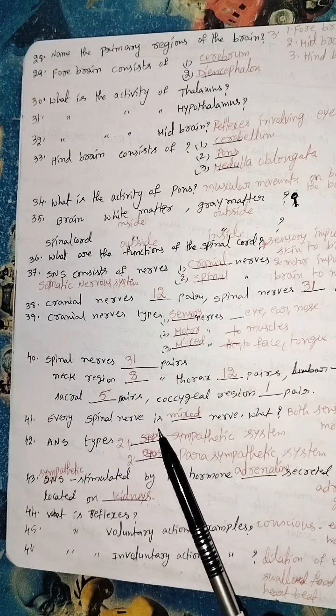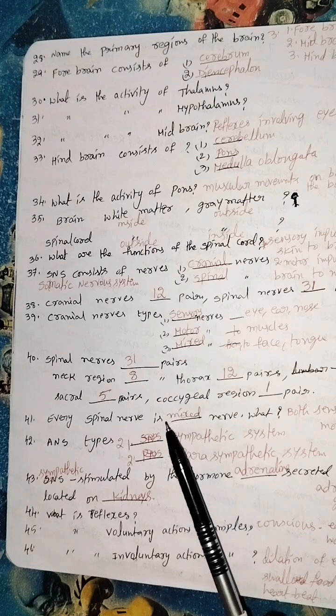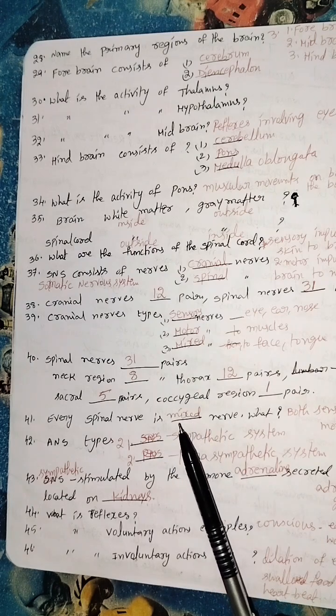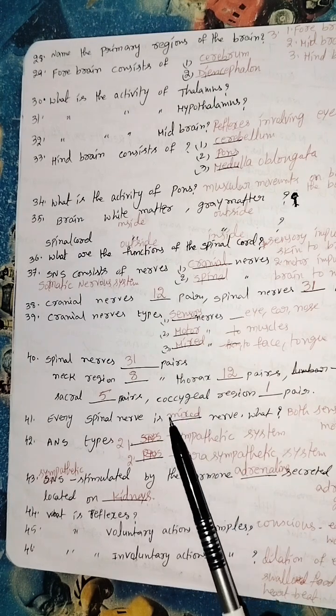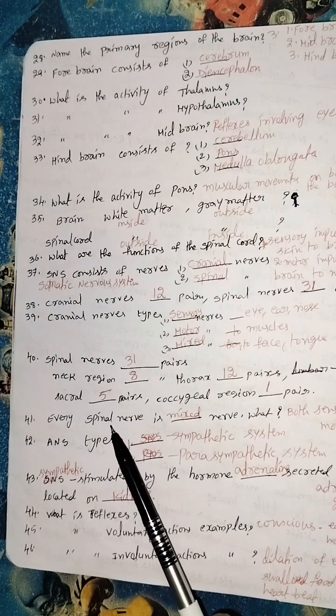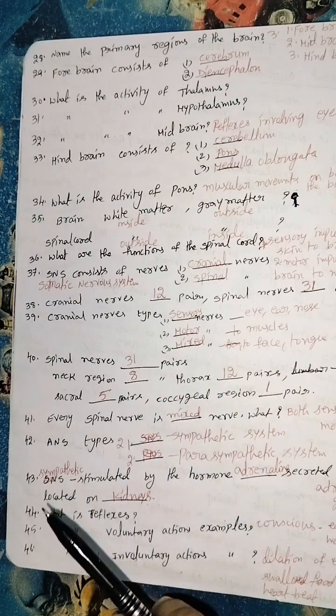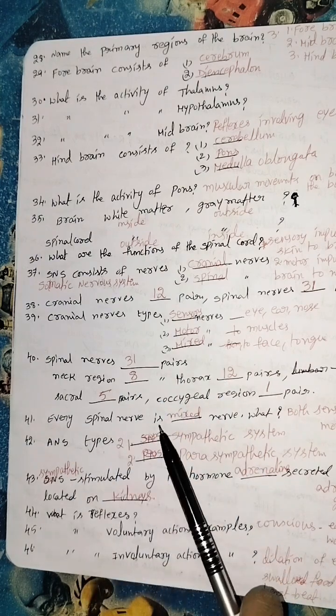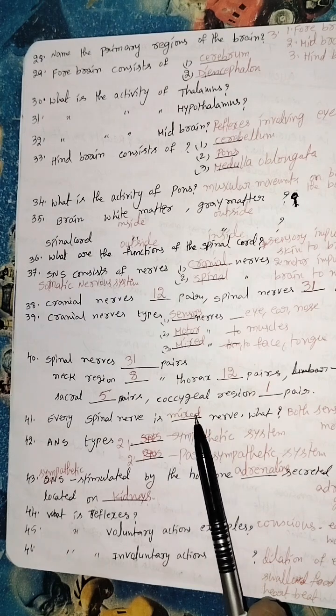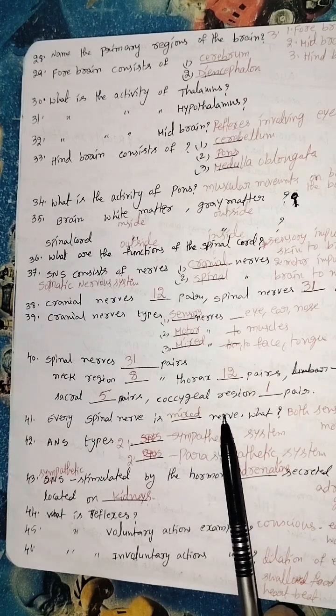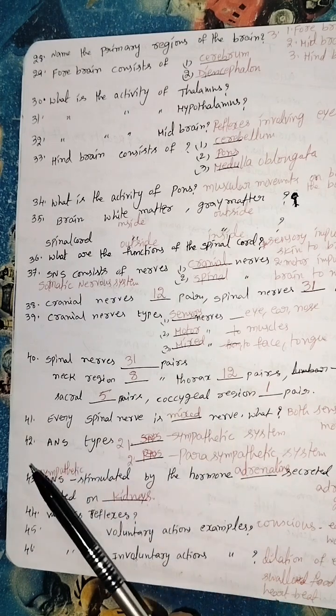Every spinal nerve is a dash nerve. In the previous class and in the mind map I had already mentioned spinal nerve. Every spinal nerve is a mixed nerve. Mixed nerve means both sensory and motor.